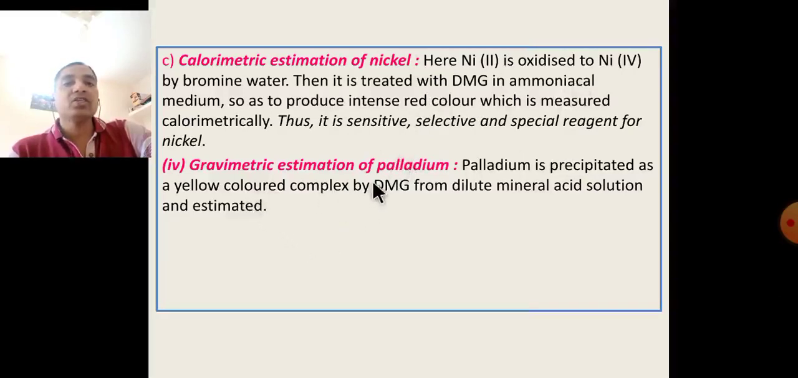Next, gravimetric estimation of palladium. Palladium is precipitated as a yellow colored complex by using DMG from dilute mineral acid solution and estimated.